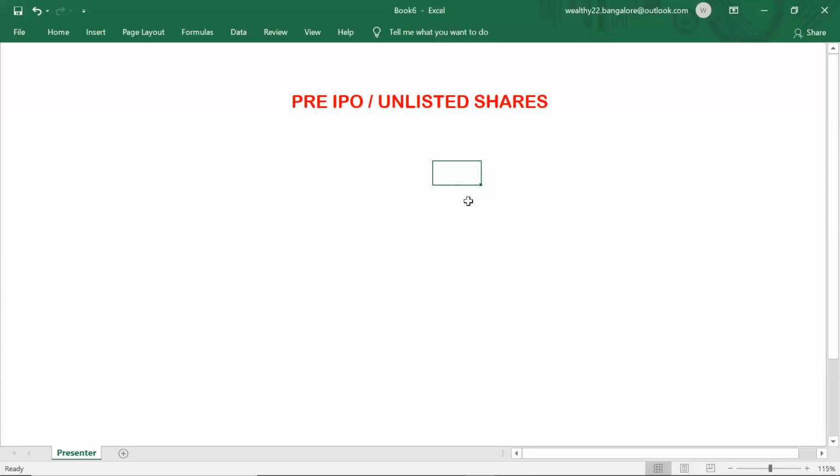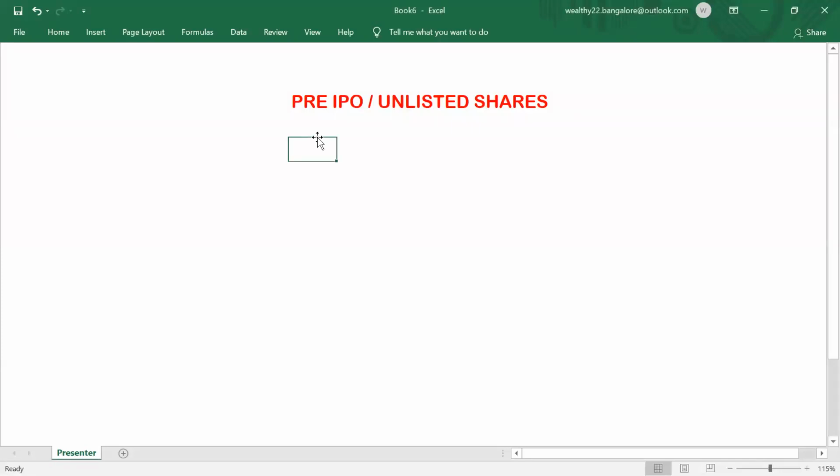Understand what unlisted shares are all about. Unlisted shares are also called pre-IPO. As the name aptly says, it refers to shares that, even before they come into the IPO market, are traded in a market which is before the IPO market. That's the very reason it is called the pre-IPO market.